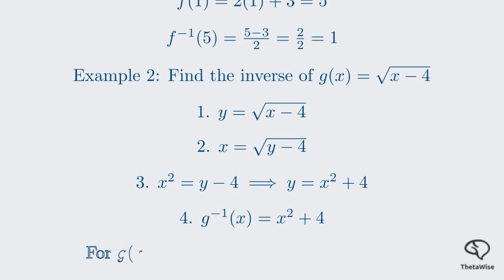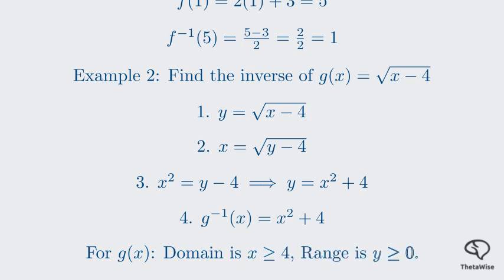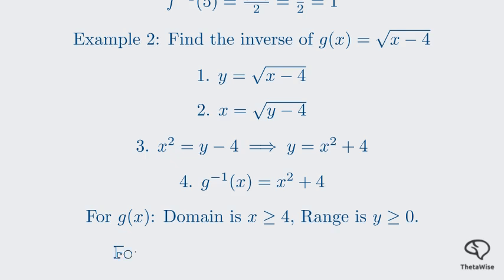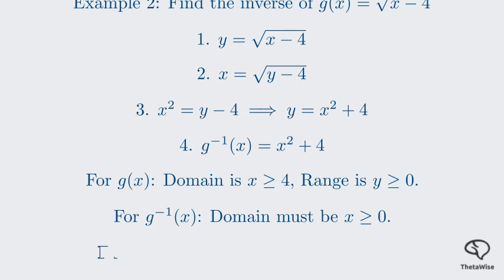Now there's a catch here. The original function g of x equals the square root of x minus 4 is only defined for x greater than or equal to 4. Its range is y greater than or equal to 0. For the inverse to be a function, its domain must be the range of the original function. So we must restrict the domain of g inverse of x to x greater than or equal to 0. The full inverse function is g inverse of x equals x squared plus 4 for x greater than or equal to 0.